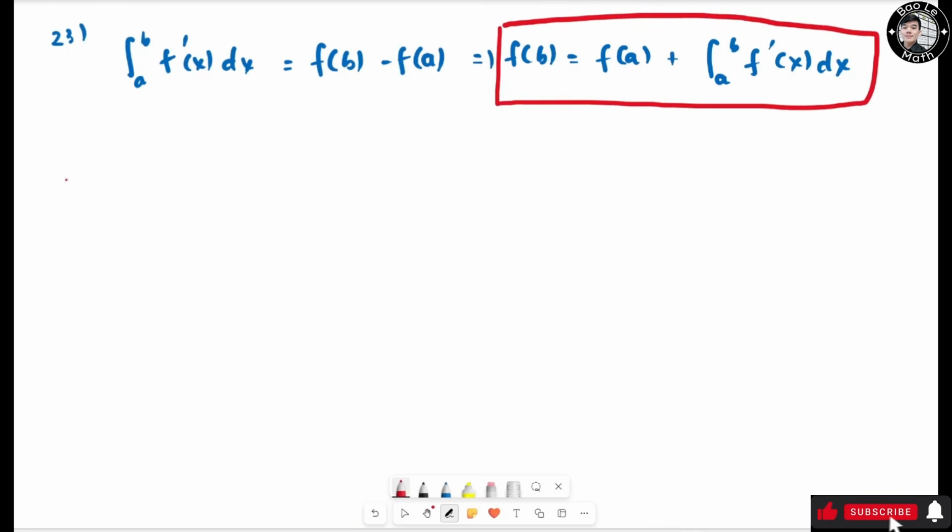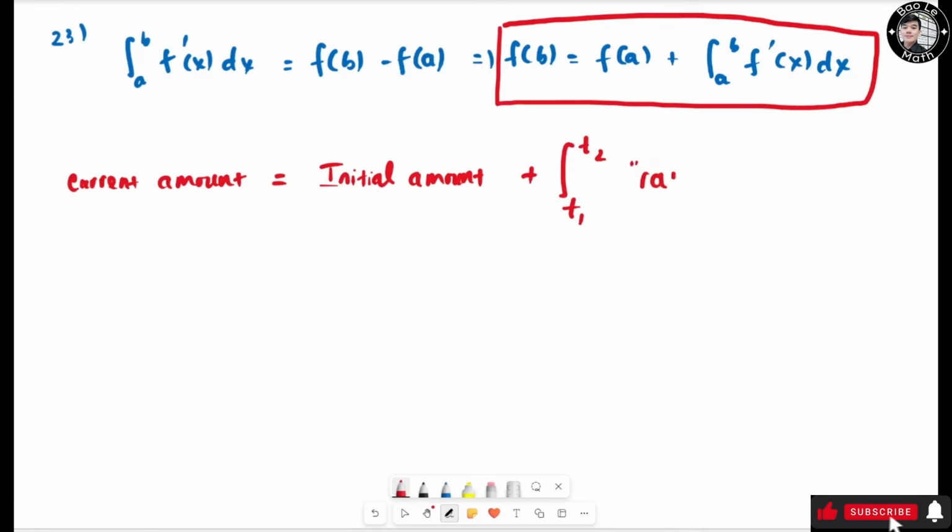Now we have the fundamental theorem of calculus in context. We have the current amount equals the initial amount plus the integral from t1 to t2 of rate in minus rate out.